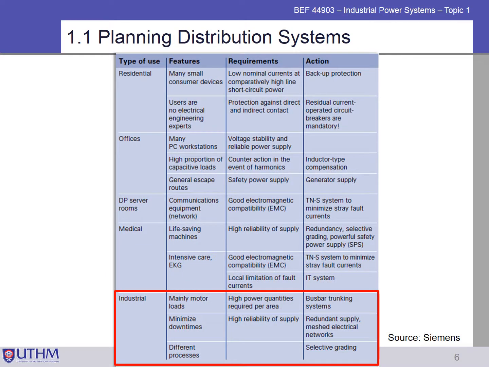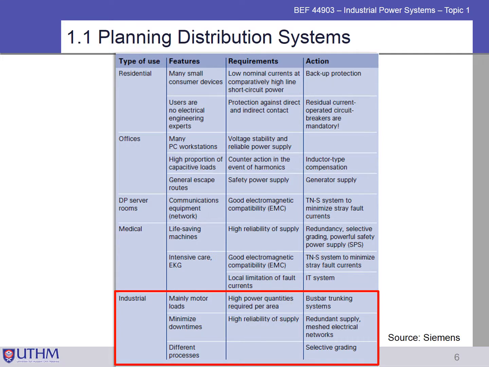Okay, next, this is the planning distribution system. We just focus on the industrial itself. There are 3 items, which are the features, and then the requirement, and lastly the action taken. For example, mainly motors load. The requirement is high power quantities required per area.